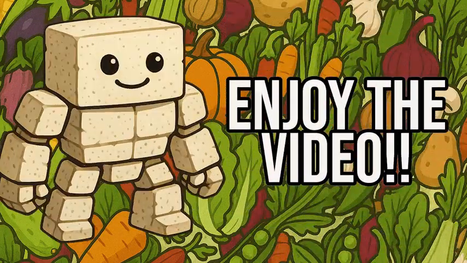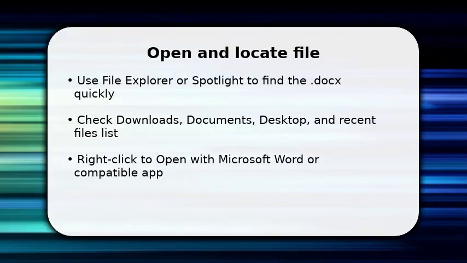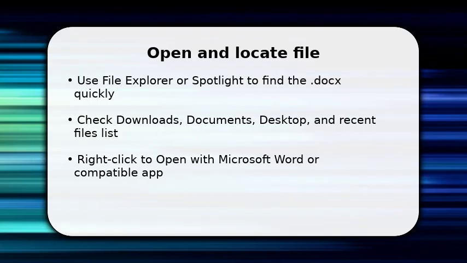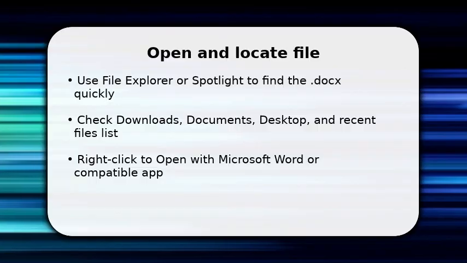Please enjoy the video. You start by locating the Word file and opening it now. Use File Explorer or Spotlight to search the file name or check downloads and documents. This saves time. Once found, right-click and choose Open with Microsoft Word so formatting stays intact. If Word isn't installed, open with an alternative like LibreOffice to preserve content.